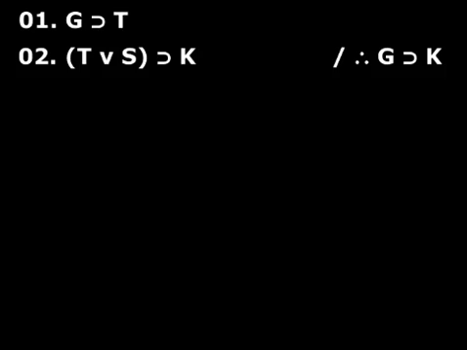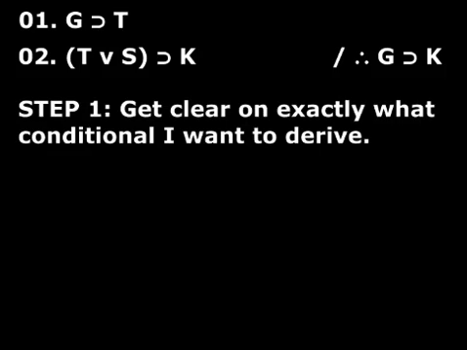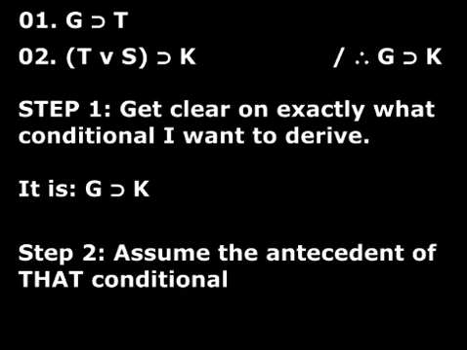Okay, so now I'm going to walk you through how to do conditional proof. Step 1. You get clear on what conditional it is you want to derive. Okay, now for me, I am clear. Right now, the conditional I want to derive is the conclusion, if G then K. So I know what the conditional is I want. Step 2. I assume the antecedent of that conditional. Okay, so I'm going to go ahead and do that.